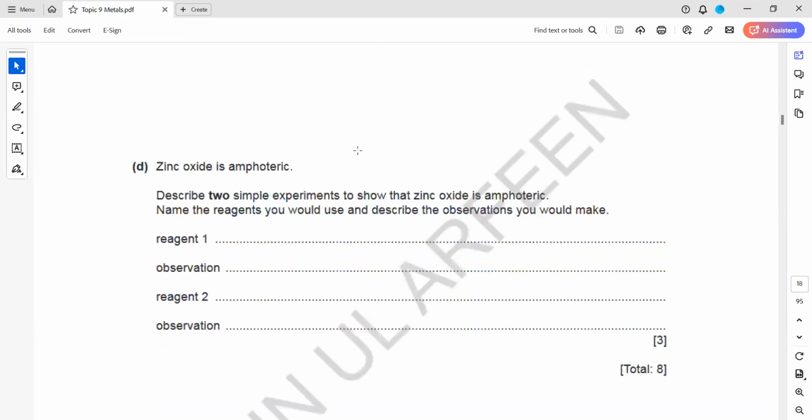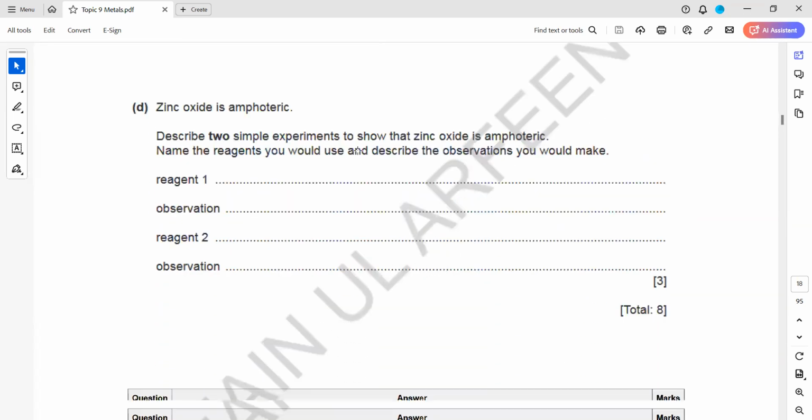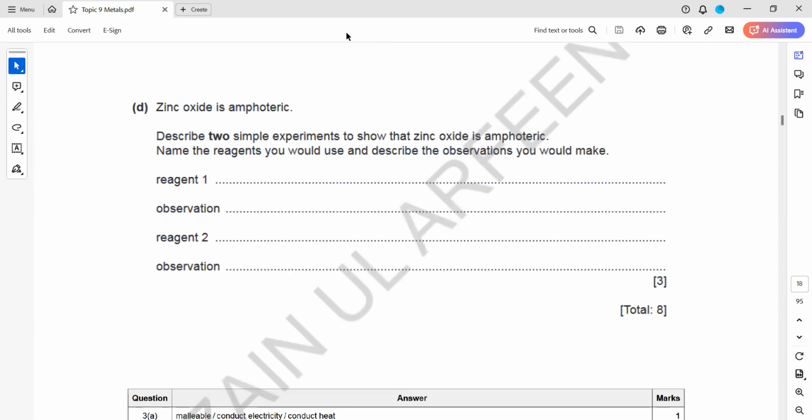An explanation part is there. Zinc oxide is amphoteric. Amphoteric means it can react with both acid and alkali. Describe two simple experiments to show that zinc oxide is amphoteric. Name the reagent that you would use.